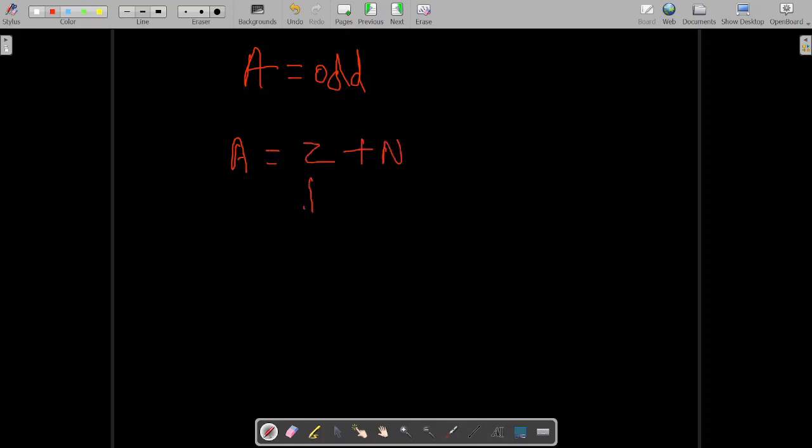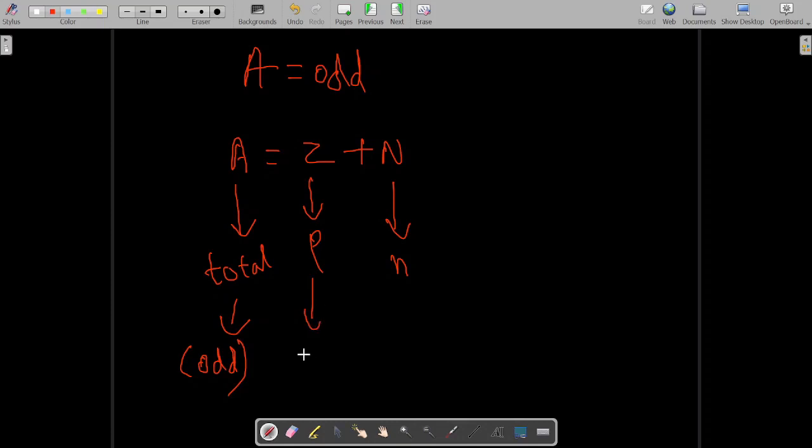Now this is the number of protons, this is the number of neutrons, and this is the total number of nucleons. Suppose A is odd. Then what will happen? Then two cases are possible. This is even, then this must be odd, and this is again odd.